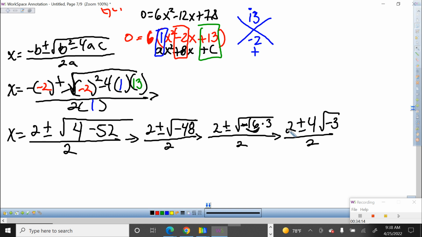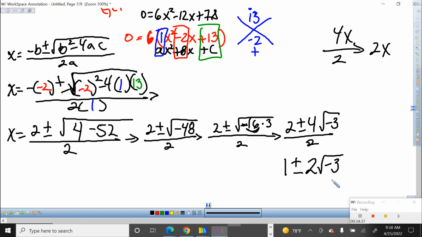Can we simplify 2 over 2? Yeah, so that becomes 1 plus or minus. Can we simplify 4 square root of negative 3 divided by 2? Yeah. This is kind of like saying 4x divided by 2. What would we have left here? 2x. But since we have a square root of 3, we're left with what? 2 square root of negative 3.